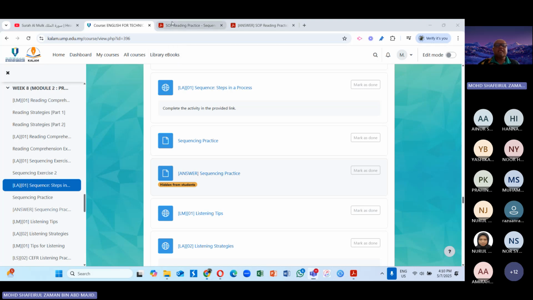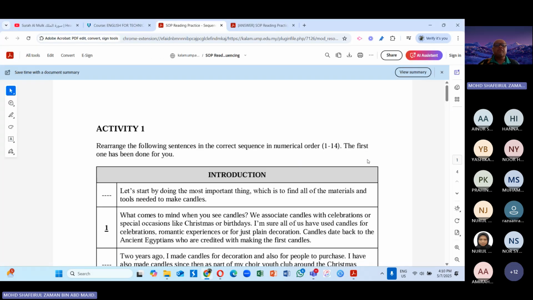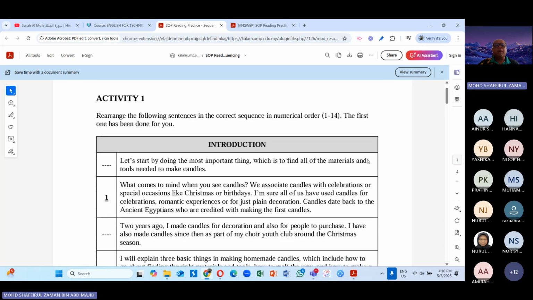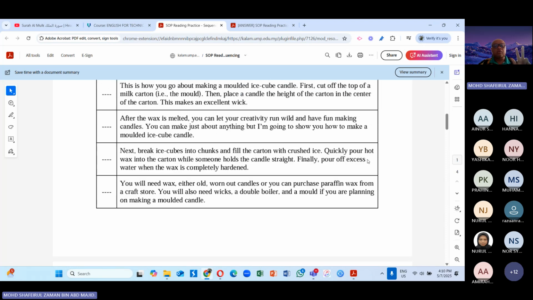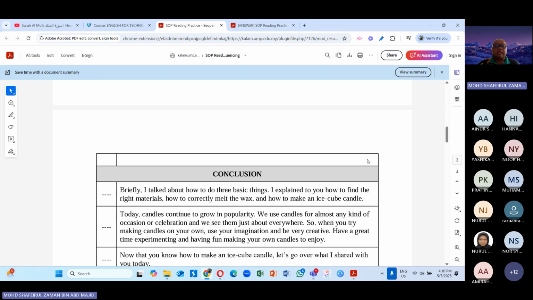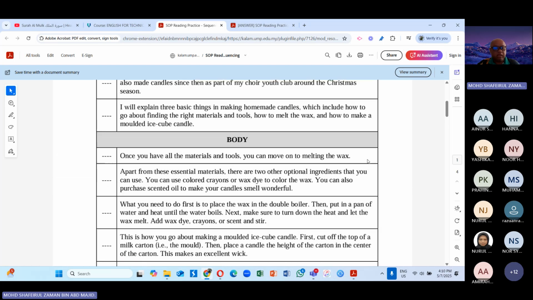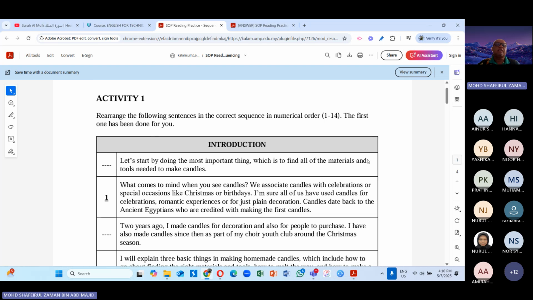Okay, so I have opened this sequencing activity, and if you look over here, it is divided into 3 parts: introduction, body, and the conclusion. However, in the real assessment, you are not going to have this kind of structure, but the method of evaluation will be the same in the sense that you have to rearrange the sentences in the correct sequence in numerical order. So number 1, number 2, number 3, up until number 10 or 14, depending on the question. So over here, it is up to number 14, okay? There are 14 sentences, and you have to rearrange it accordingly.